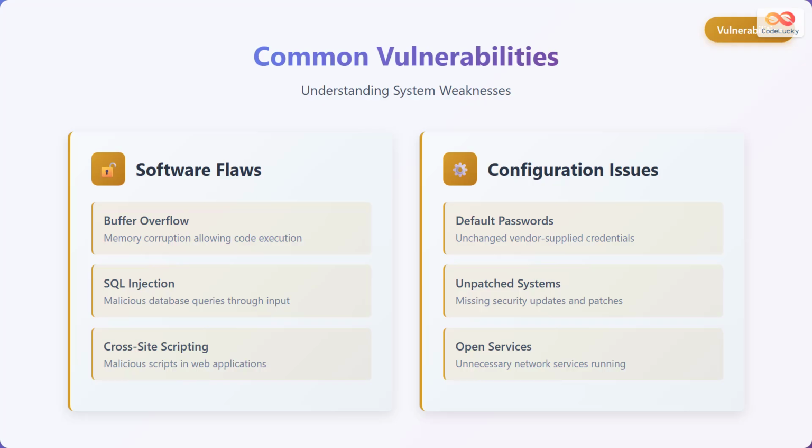Configuration issues represent another significant vulnerability category. Default passwords remain unchanged from vendor-supplied credentials, providing easy access for attackers who know common default combinations. Unpatched systems lack critical security updates, leaving them exposed to known exploits that patches would have addressed. Open services run unnecessary network services that expand the attack surface, providing additional entry points for potential intruders. Regular vulnerability assessments and proper configuration management help organizations identify and address these weaknesses before they can be exploited.